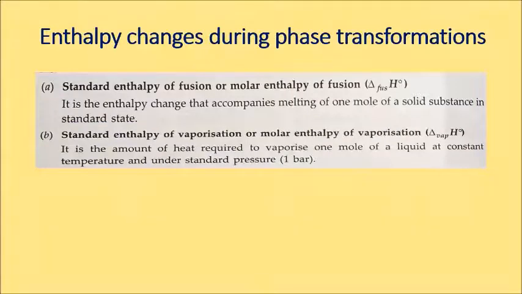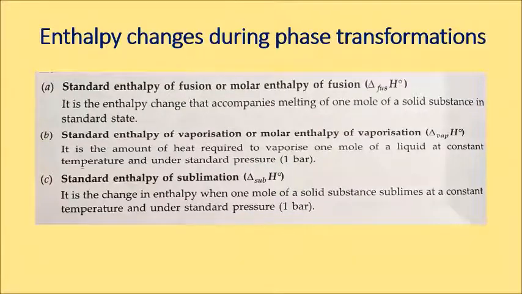In the same way, the next one is standard enthalpy of vaporization, represented as delta H0 vap, the molar enthalpy of vaporization. It is defined as the amount of heat required to vaporize 1 mole of a liquid at constant temperature and under standard pressure or standard condition. And the third one is standard enthalpy of sublimation, delta H0 sub. It is the change in enthalpy when 1 mole of a solid substance sublimes at constant temperature and pressure. So these are the 3 phase transformations where the enthalpy changes are there.